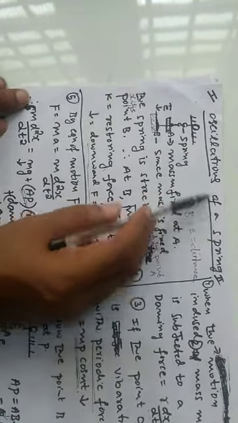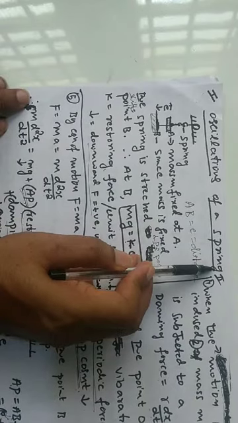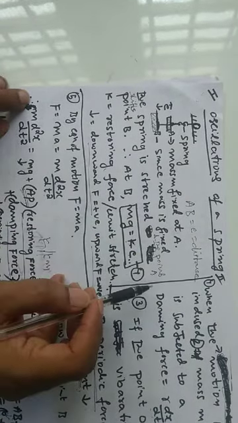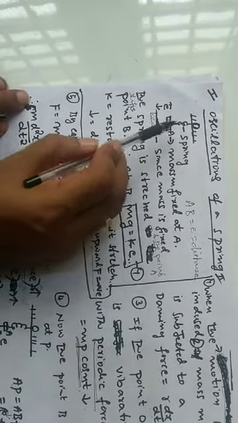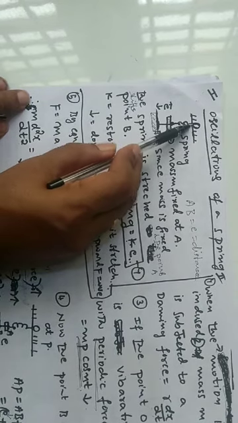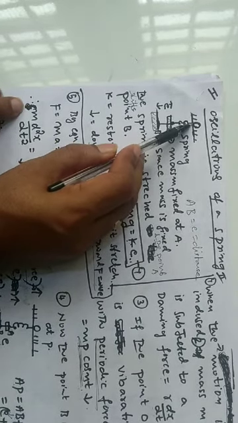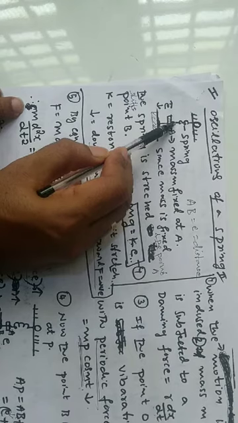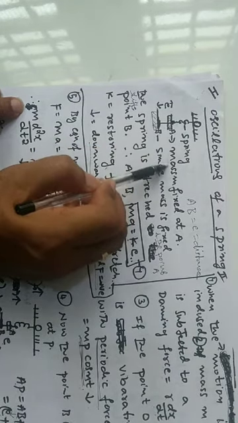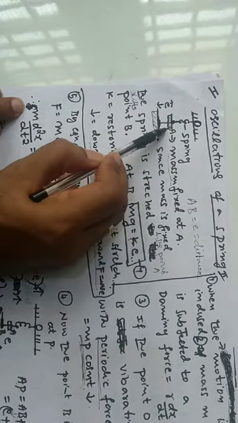Today's lecture deals with oscillation of a spring, an application problem on differential equations. Suppose the spring is fixed at the point O. Observe clearly, this is the point O where the spring is fixed. Mass M is fixed at the point A.